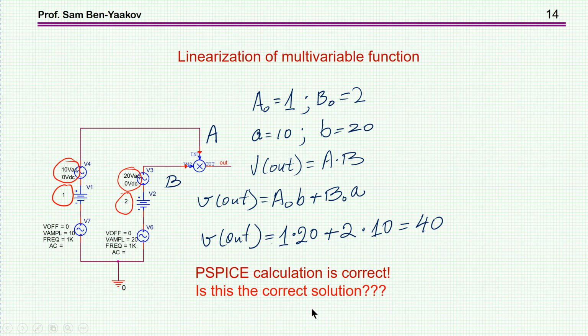Now, there's no question that the SPICE calculation is correct. We have sort of done it ourselves, and we see that this is the number you are supposed to get. But the question is: is this really the correct solution to this problem?